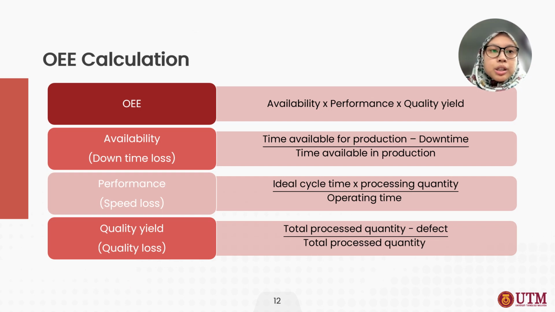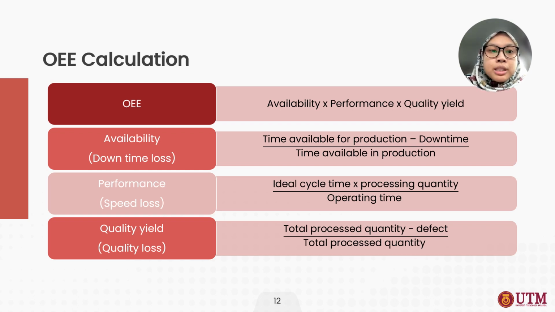Next, how we calculate the OEE. OEE comes from availability times performance times quality yield. For availability, such as downtime losses, it is time available for production minus downtime, divided by the time available for production.